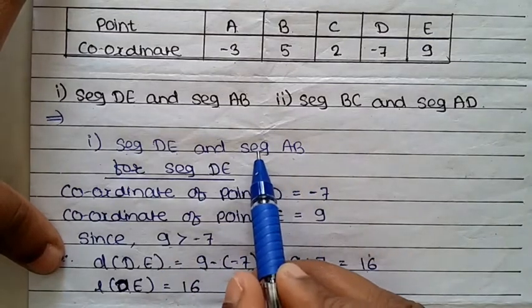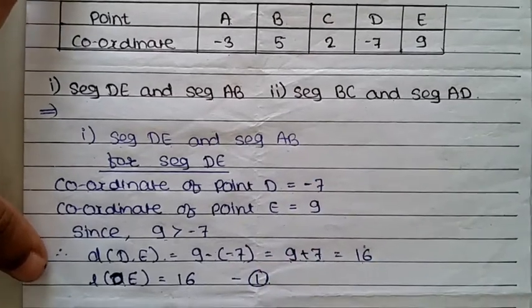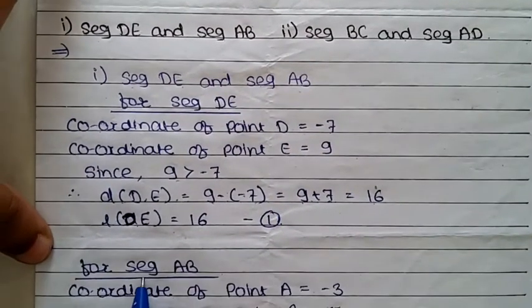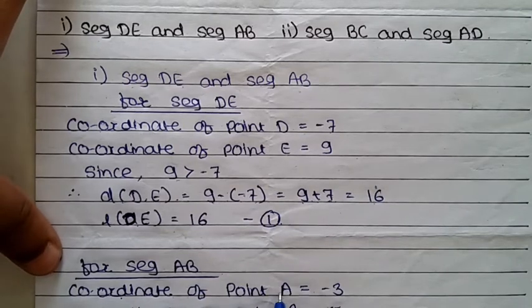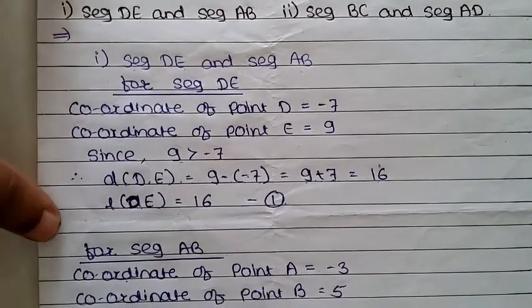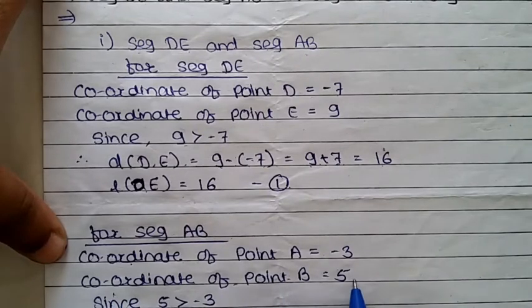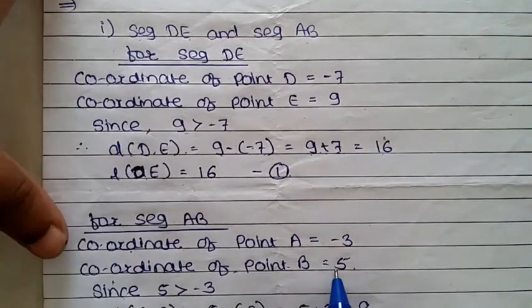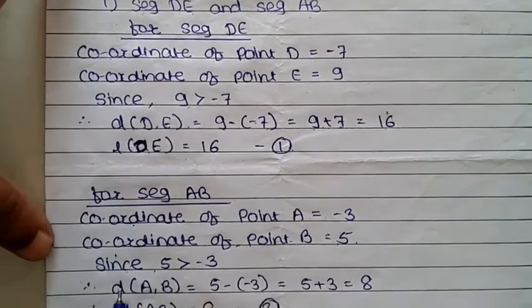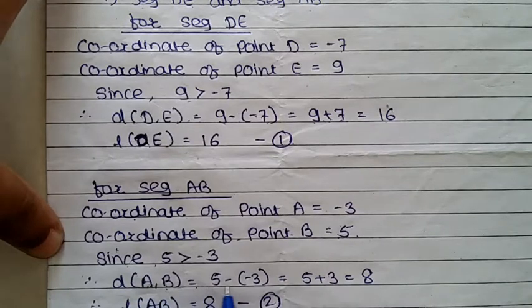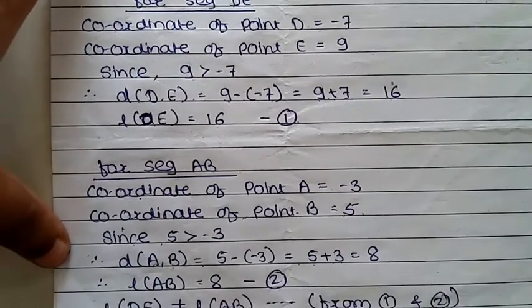Similarly, you have to calculate the distance of segment AB. Same process applies here. For segment AB, the coordinate of point A is -3, as shown in your table, and the coordinate of point B is 5. Which is the greater one? 5 is greater than -3. So the distance of AB is 5 minus (-3); the minus gets converted into plus, so 5 plus 3 is 8. Then we can conclude that the length of AB is 8.